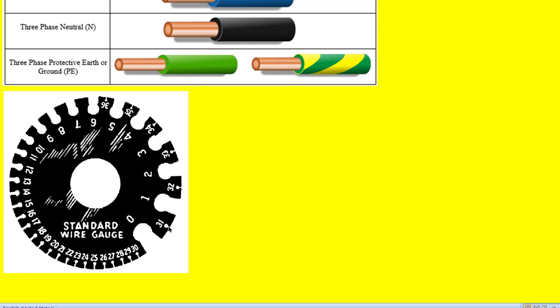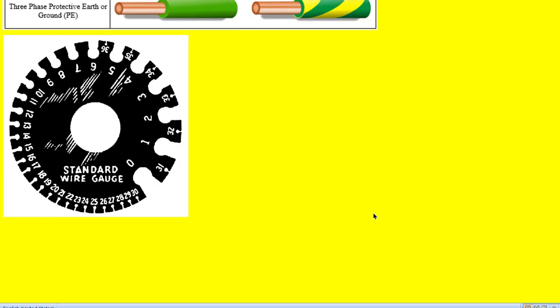Suppose the gauge of the wire is 31, in that case we have to put in this hole. If the gauge of the wire is 32, then we put here. If it is 33, we put here. If it is 34, we put here. If it is 35, we put here. If it is 36, we put here. So if you look at this properly, the higher the number, the lower the diameter. So look at this. This is the higher number, but the diameter of that conductor is going to be very small.